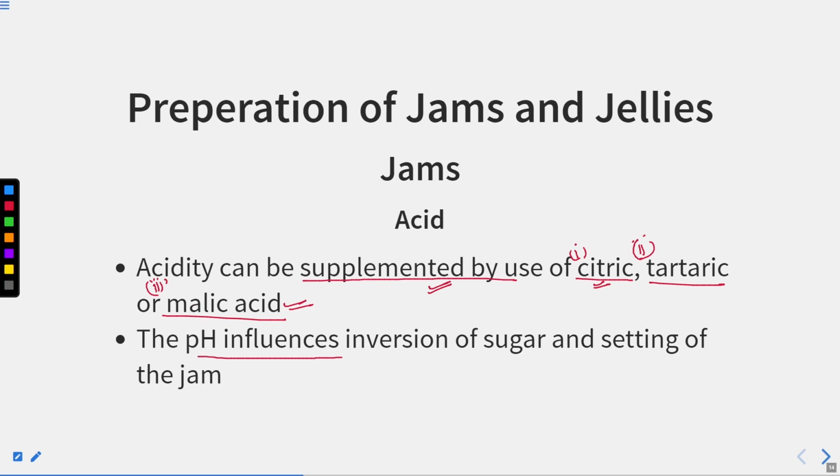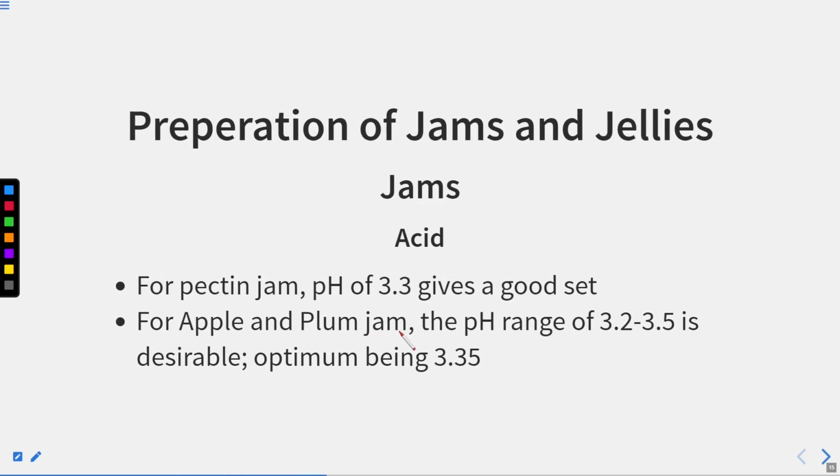The pH influences inversion of sugar and setting of the jam. So this pH is also maintained, right? The amount of the acid you are using in preparation of the jam decides the pH. For pectin jam, a pH of 3.3 gives a good set. For apple and plum jam, a pH range of 3.2 to 3.5 is desirable, and optimum is around 3 to 3.5.